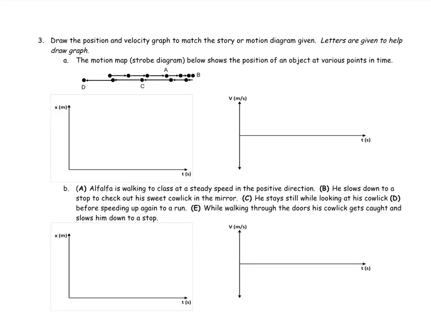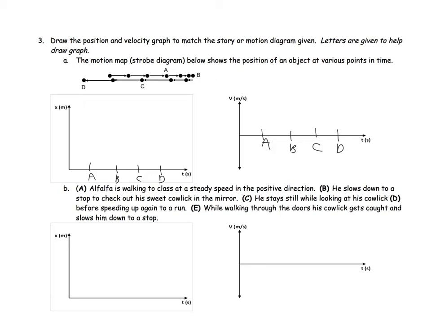Alright, for this one, we're going to be drawing both a position graph and a velocity graph to match the motion shown in this strobe diagram here. We see that there are points A, B, C, and D labeled on our strobe diagram, so I'm going to make those same marks on both graphs to help me draw the graph. Alright, and then I'm going to think about the motion for each.